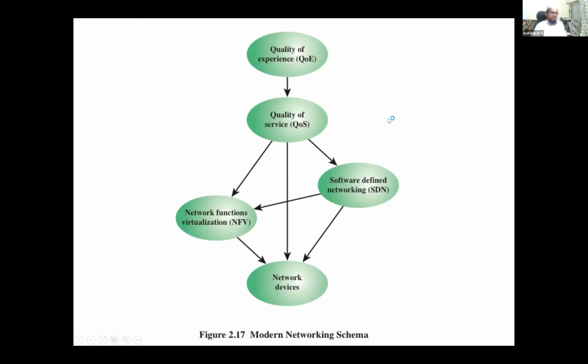So this is the modern networking schema, where to implement QoE and QoS, as already explained in the previous slides, SDN, software-defined networking, and NFV, network function virtualization, are helping so that the network devices can meet the required QoE and QoS requirements.